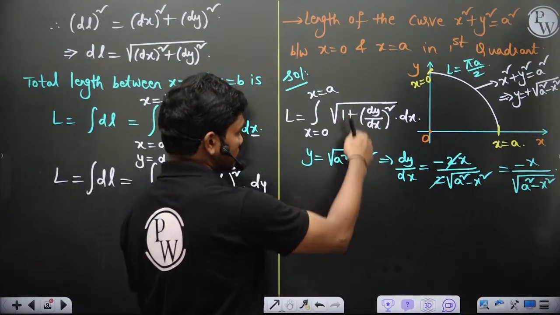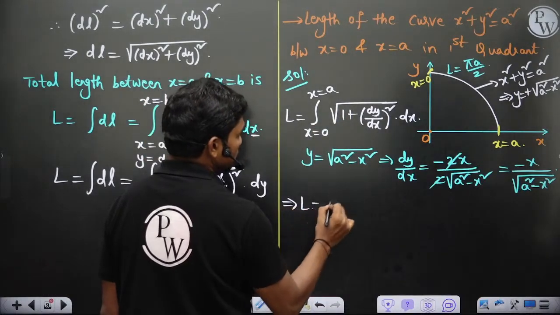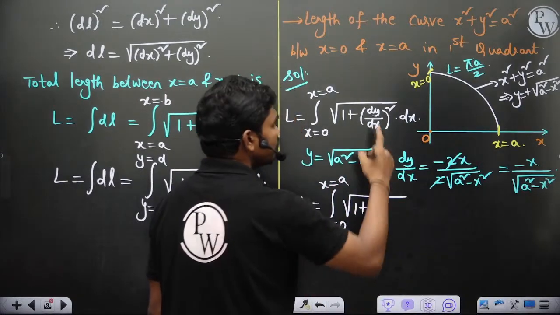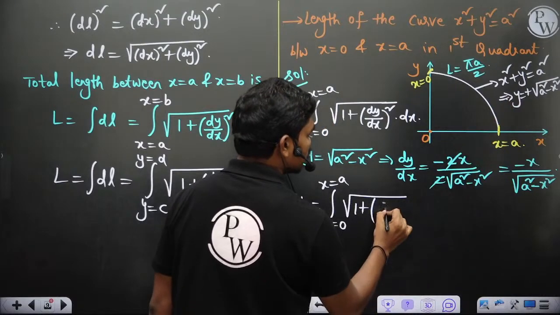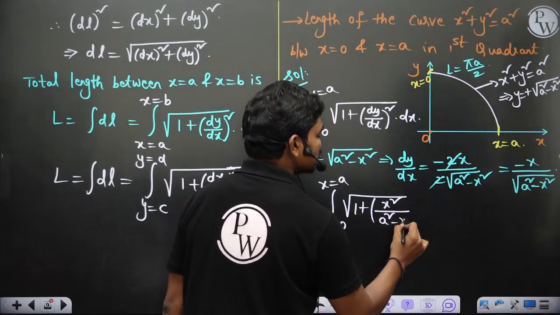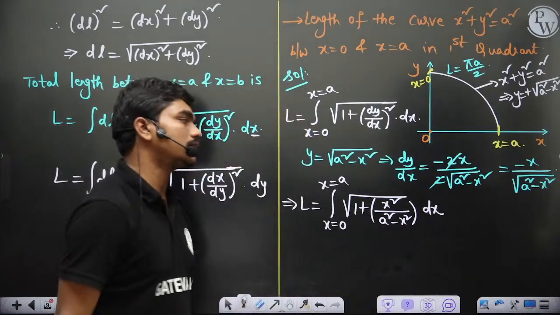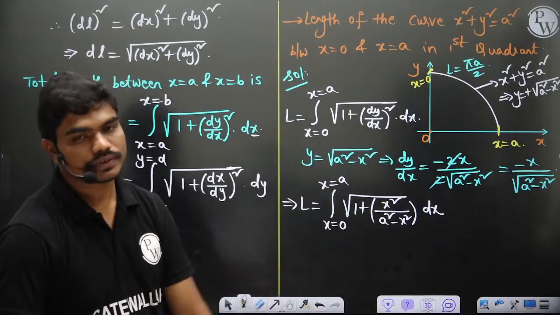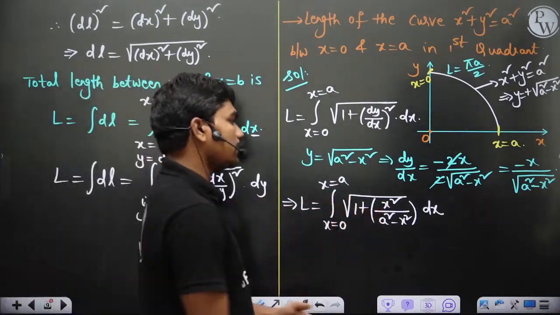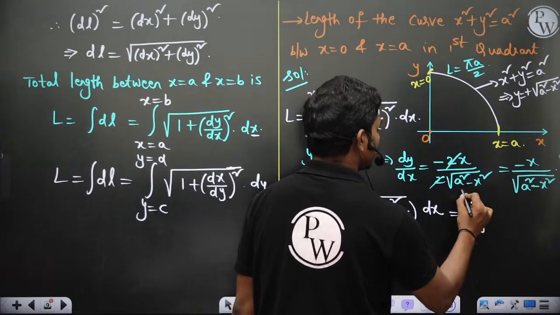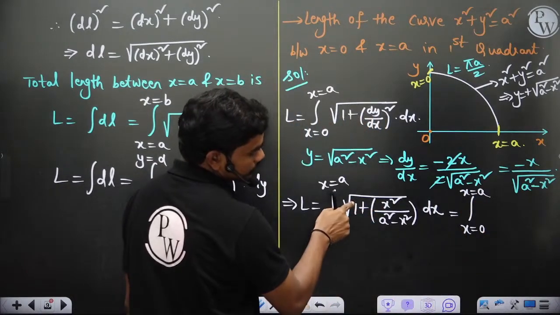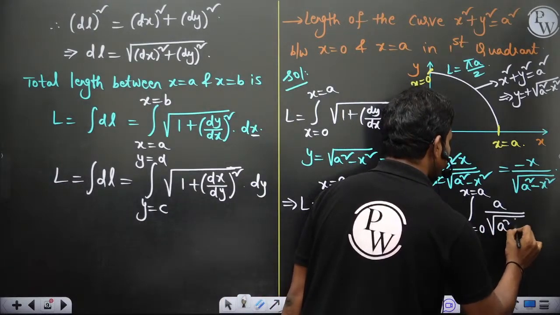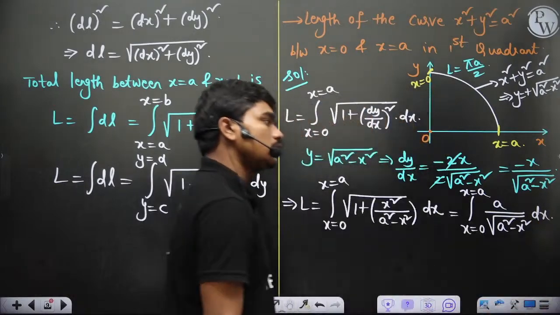Now let's substitute this dy by dx here. So L is equal to integral x is equal to 0 to x is equal to a of root of 1 plus dy by dx whole square. So the square of this complete thing would give you x square by a square minus x square dx, of course. So basically you will get integral x equal to 0 to x equal to a of root of 1 plus x square by a square minus x square dx. Now if you simplify this, if you take LCM, a square minus x square, so x square and x square get cancelled, so you will eventually end up with a by root of a square minus x square dx, of course. So that's the function you get.